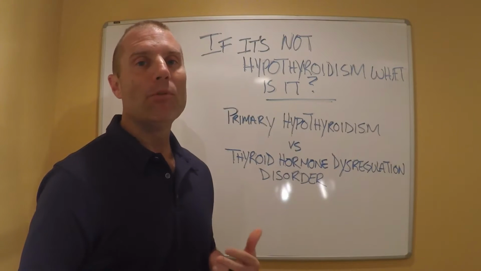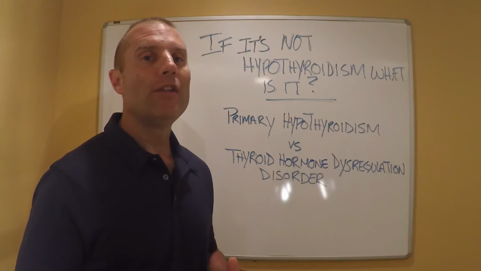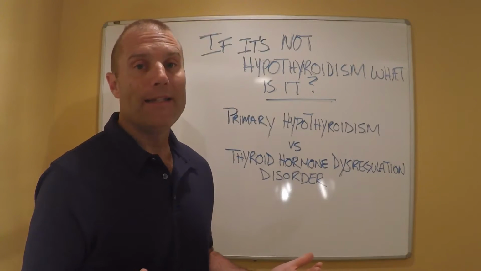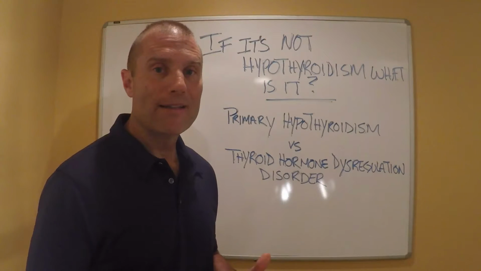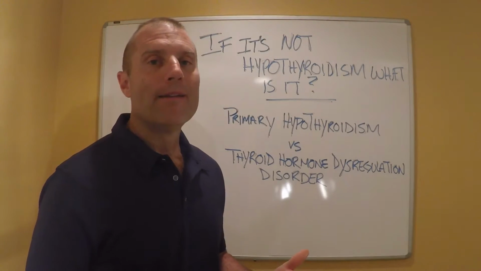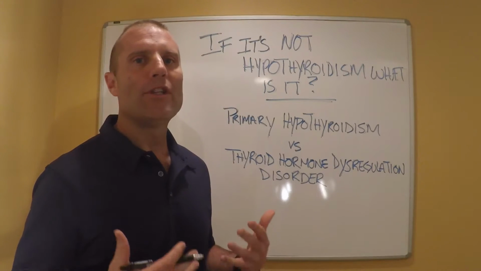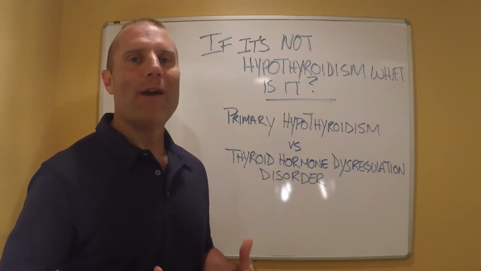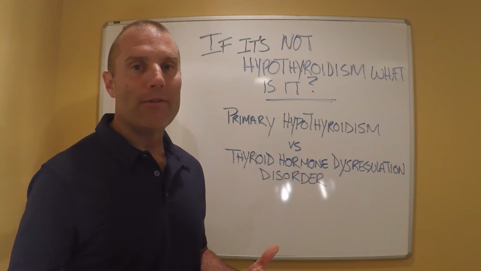And many times people will get dismissed or be told there's nothing wrong with their thyroid because they don't have a high TSH and a low T4, that they're not primary hypothyroid. And technically the doctor is correct. So what do you have? What can you tell your friends and your family is wrong with your thyroid if you have all these hypothyroid symptoms and you're not primary hypothyroid?